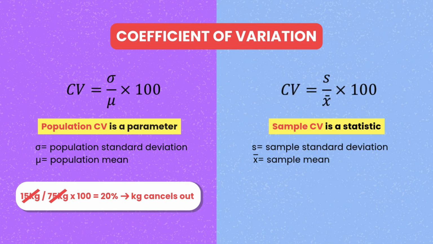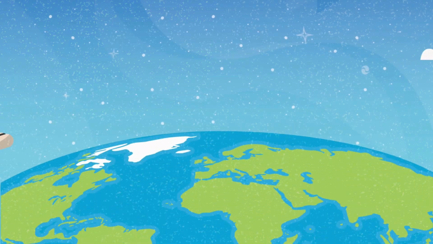For the sample CV, there is not much difference in its formula. It still uses the standard deviation and the mean. But of course, we have a different formula in computing the sample standard deviation. So, when do we usually use the CV? Let us have an example in the next slide.